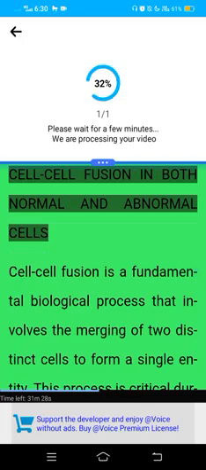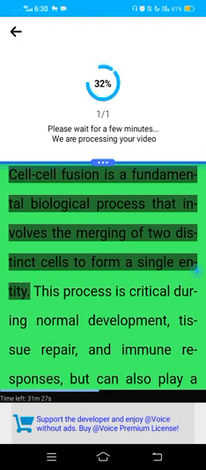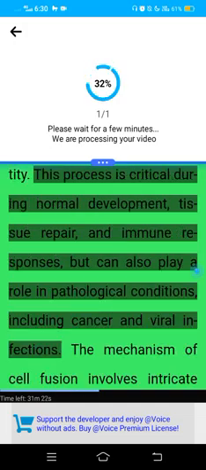Cell fusion in both normal and abnormal cells. Cell fusion is a fundamental biological process that involves the merging of two distinct cells to form a single entity. This process is critical during normal development, tissue repair, and immune responses, but can also play a role in pathological conditions, including cancer and viral infections.